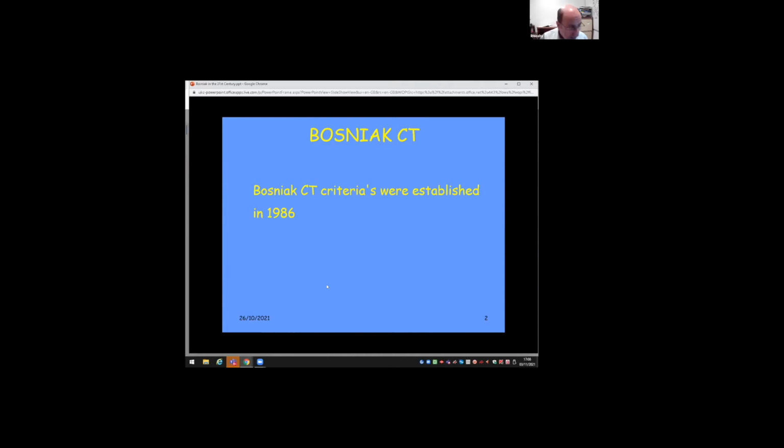scanning. And the Bosniak classification itself was first established in 1986. I'm not going to go through what the classification is. If anyone's really interested, they can go away and have a look at it themselves. And I'm sure they will do once we finish. It was modified in 2019 by Silverman. Now, the Silverman modification is still being evaluated, but it's an interesting modification, and I think we should always aim to go with the most recent work if we can.